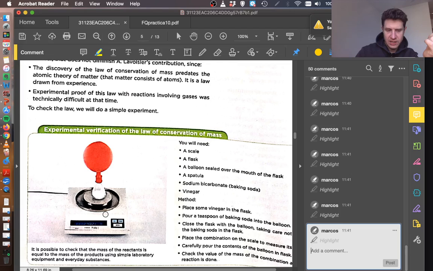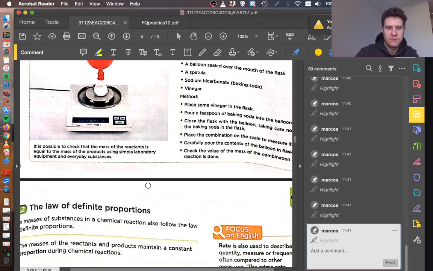On the scale, what we are going to see is that the weight doesn't change. It's the same as at the beginning. The matter stays there; it only changes form. We have carbonate in powder, and it is transformed into a gas. A new compound, CO2, is generated. So this is a very interesting law.